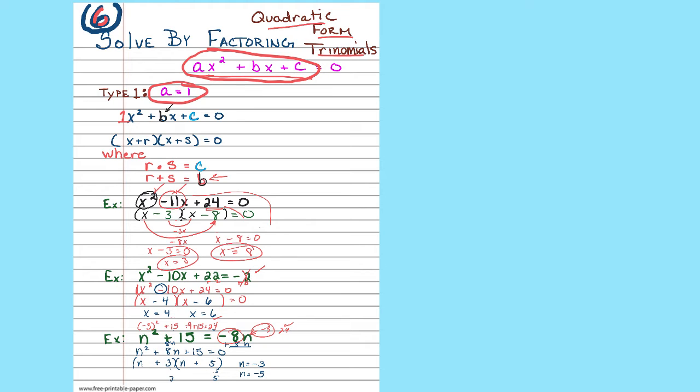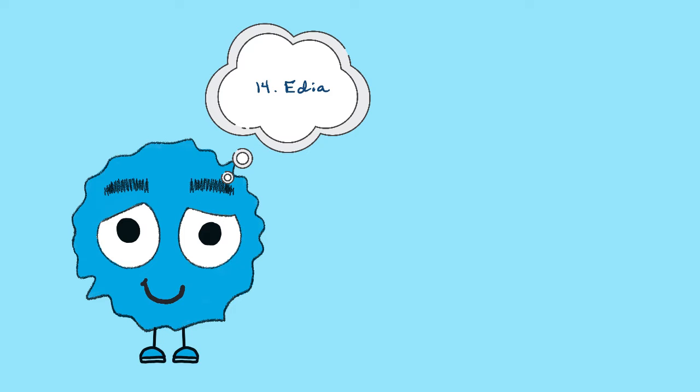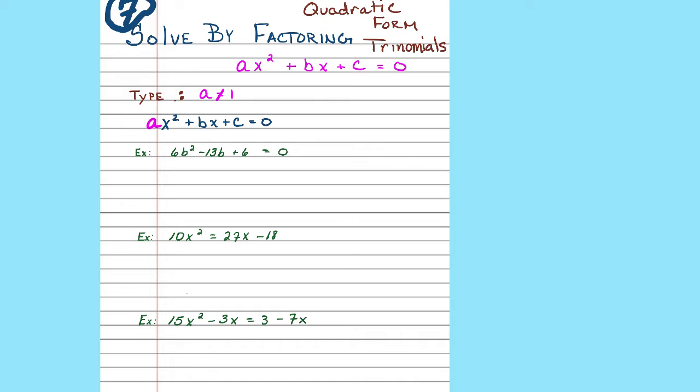Now the other option is what happens if our a value is not a 1. So here we have the same page as before, solving quadratic form trinomials here, but a does not equal 1. So you can see in the first example, a is a 6, a is a 10, a is a 15. It's always the number in front of that x squared when we're dealing with quadratics. So let's go about trying to solve this.